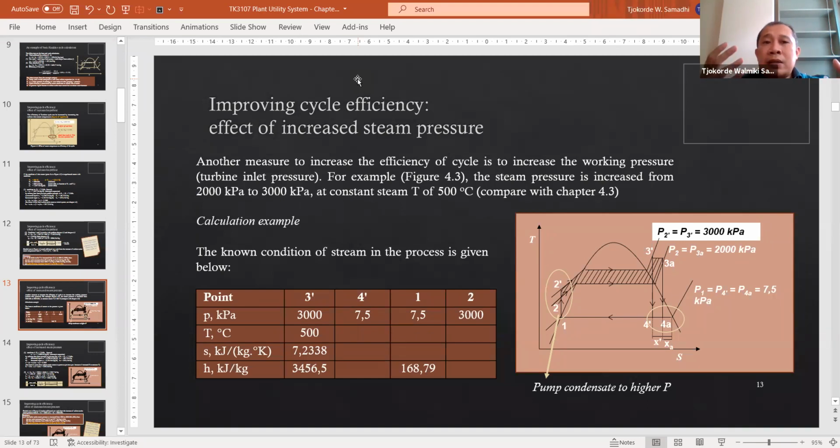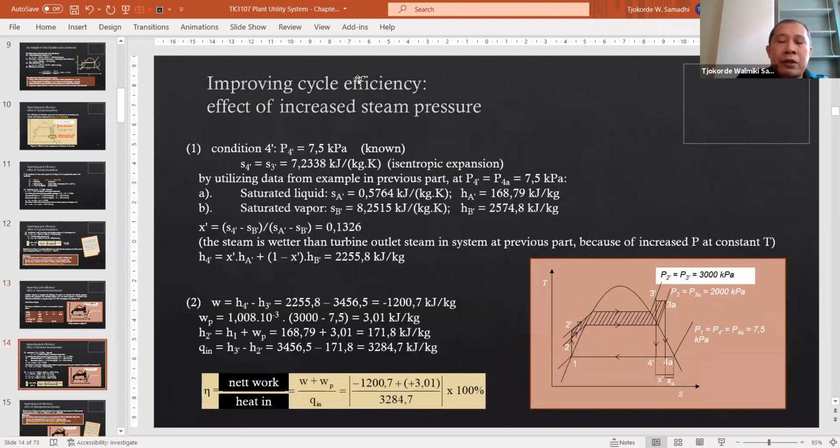That's why it is always better to generate steam at the highest practical pressure and highest temperature possible, because that will ultimately improve the thermodynamic efficiency of the Rankine cycle. Okay, how? That you can learn from the video.